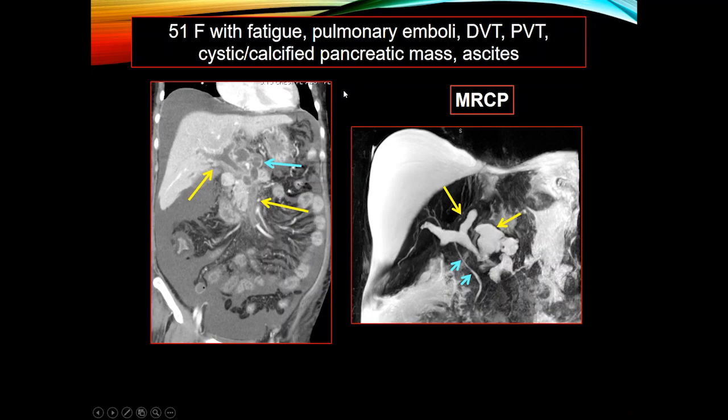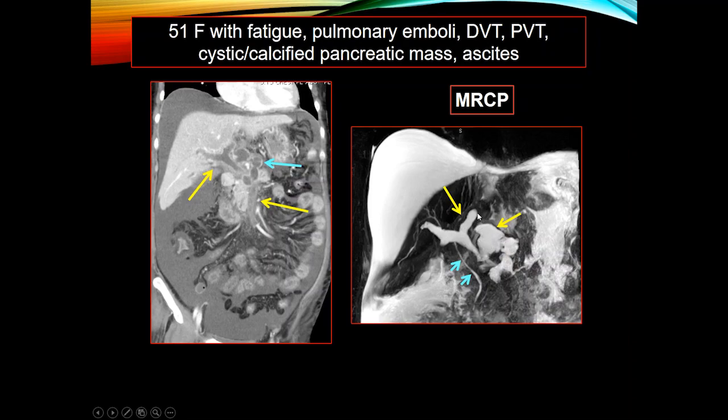Here's a really unusual case where a patient presents with embolic phenomenon. They also have this cystic calcified pancreas mass. That's what we were told, as well as ascites. If you notice, it looks like there's, again, this big mass in the region of the pancreas. There looks like there's a filling defect in the SMV portal vein, and so you think maybe this is portal vein thrombosis, but the patient also thankfully had an MRCP.